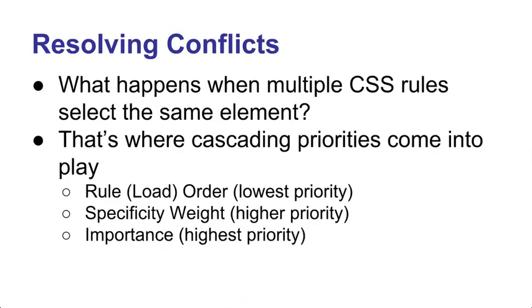When cascading gets complicated, it's when multiple conflicting rules apply to the same element. We can't, for example, show a bit of text in both blue and red at the same time. CSS cascading resolves these conflicts with three basic laws: rule order, specificity, and importance, stated here in increasing priority. We'll cover them in turn.